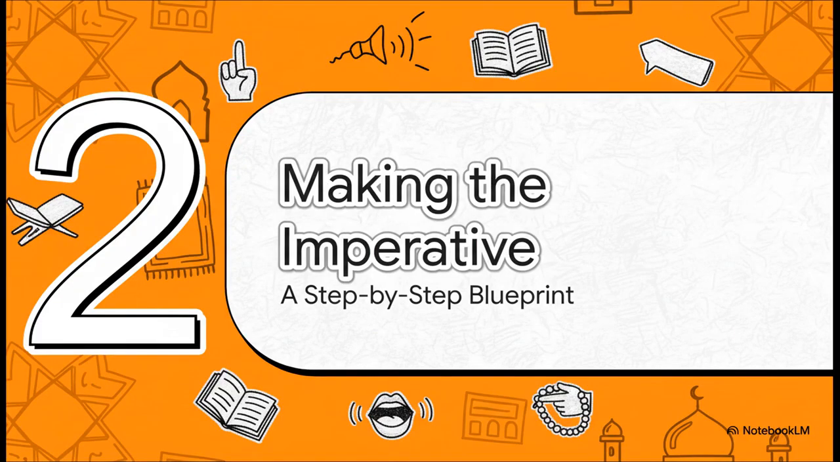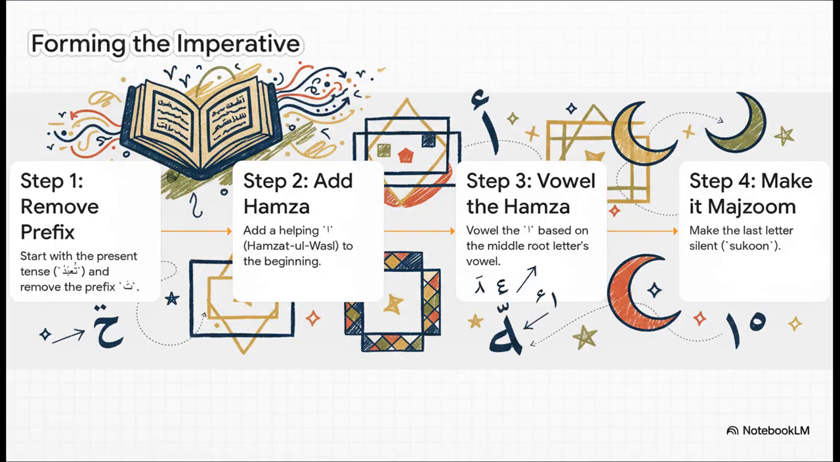Okay, so let's get our hands dirty. How do we actually make one of these verbs? It might look a little intimidating at first, but trust me, there's a super clear 4-step blueprint that just works, every single time. Okay, let's break this down with an example. Let's take the verb you worship, ta'budu. Step 1, we just chop off that present tense prefix, the ta at the front. Easy enough. That leaves us with u'budu.